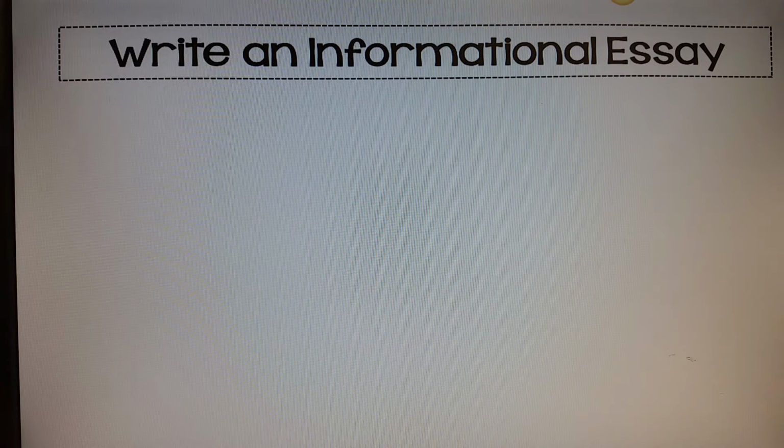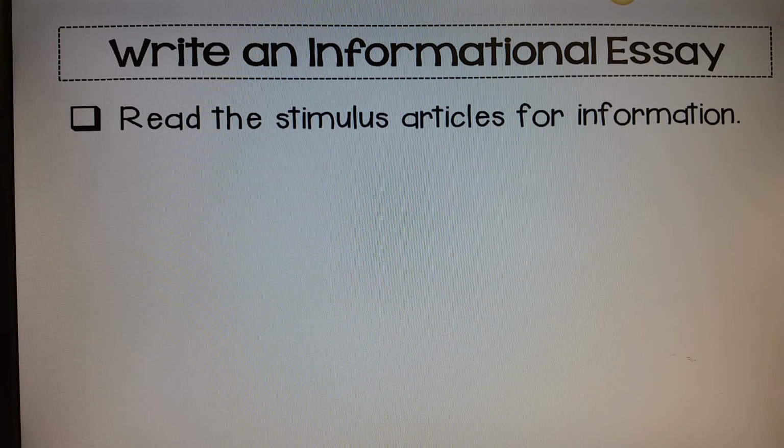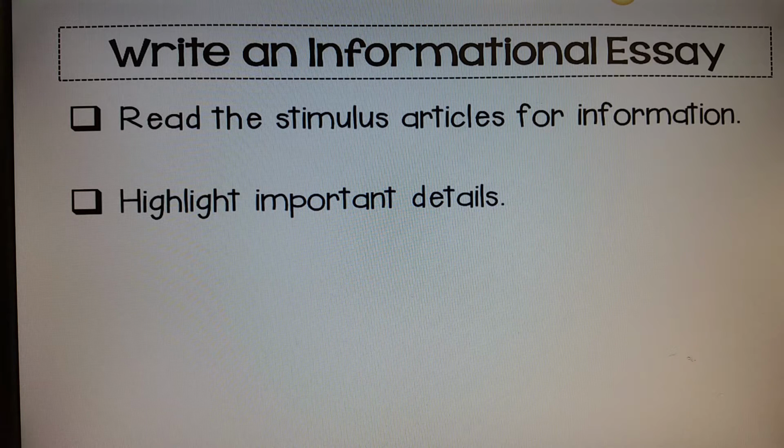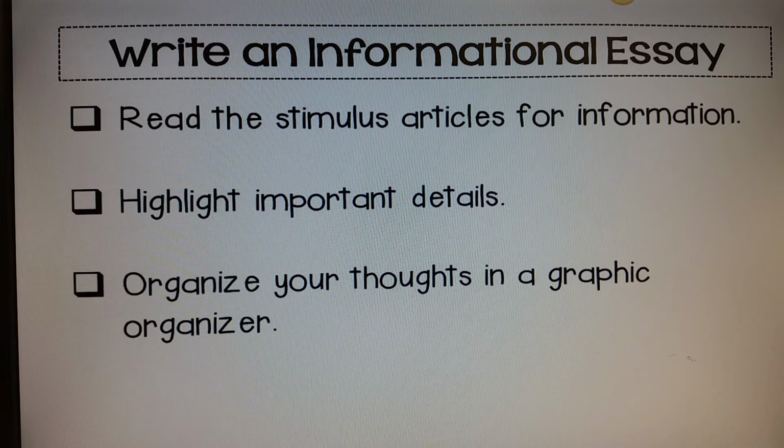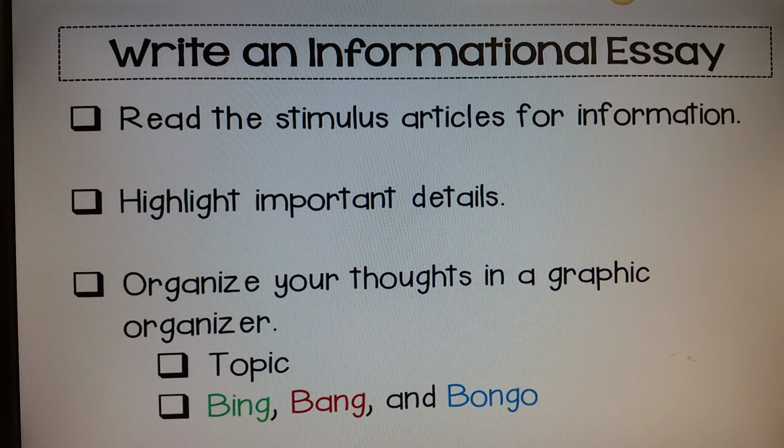All right, so let's go over the steps of an informational essay. First, we read the stimulus articles for information. Then we highlight important details. And finally, we organize our thoughts in a graphic organizer. These are the steps of the pre-write, and then of course we will move on from there to write our first draft. When we organize our ideas, we identify the topic and the 3 supporting details, our being, our bang, and our bongo.